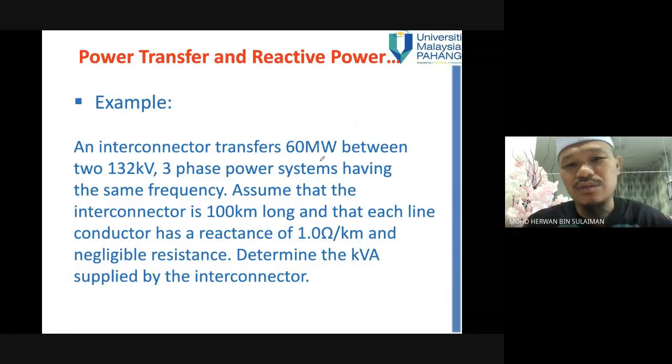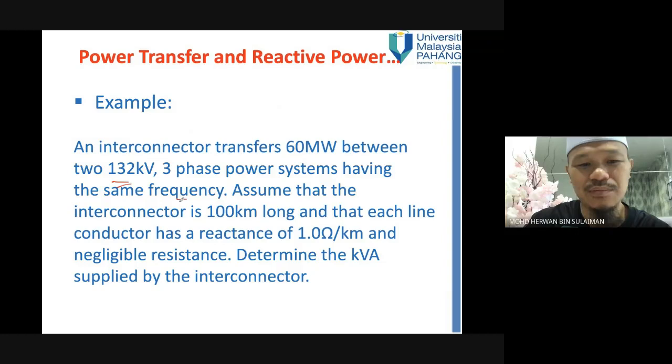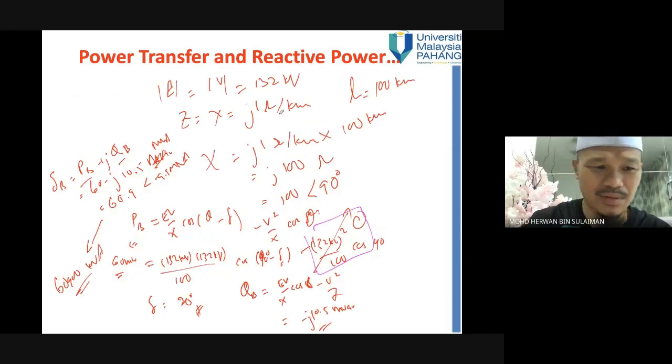So, an interconnector transfers 60 megawatts between two 132 kV, three-phase power systems having the same frequency. Assume that the interconnector is 100 km long and that each line conductor has a reactance of 1 ohm per kilometer and negligible resistance. Determine the kVA supplied by the interconnector. So it transfers 60 megawatts, meaning you must receive 60 megawatts. That means at the receiving end it is 60 megawatts.